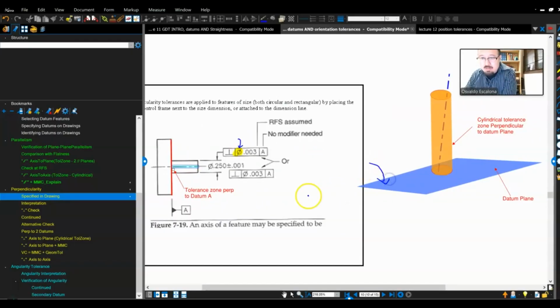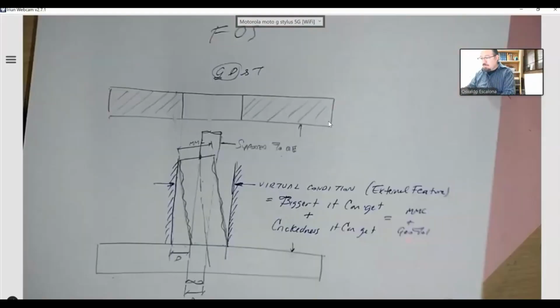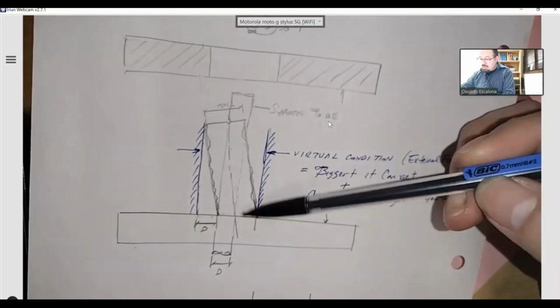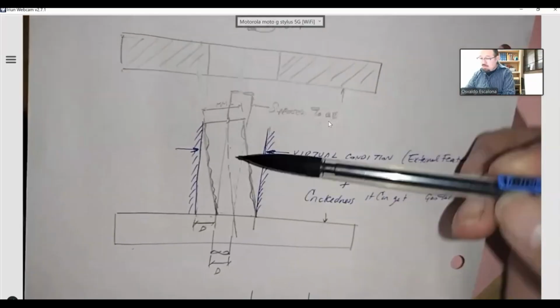This guy is my datum, which is the red one that you see here. I am controlling the crookedness of my feature of size within a cylinder. So my axis has to be within that cylinder. How big is that cylinder? Well, the cylinder has a diameter of 0.003. That's what this number you guys see there. And then my axis again will have to live within it, exactly the same way that you see here. The axis needs to live within this cylinder.